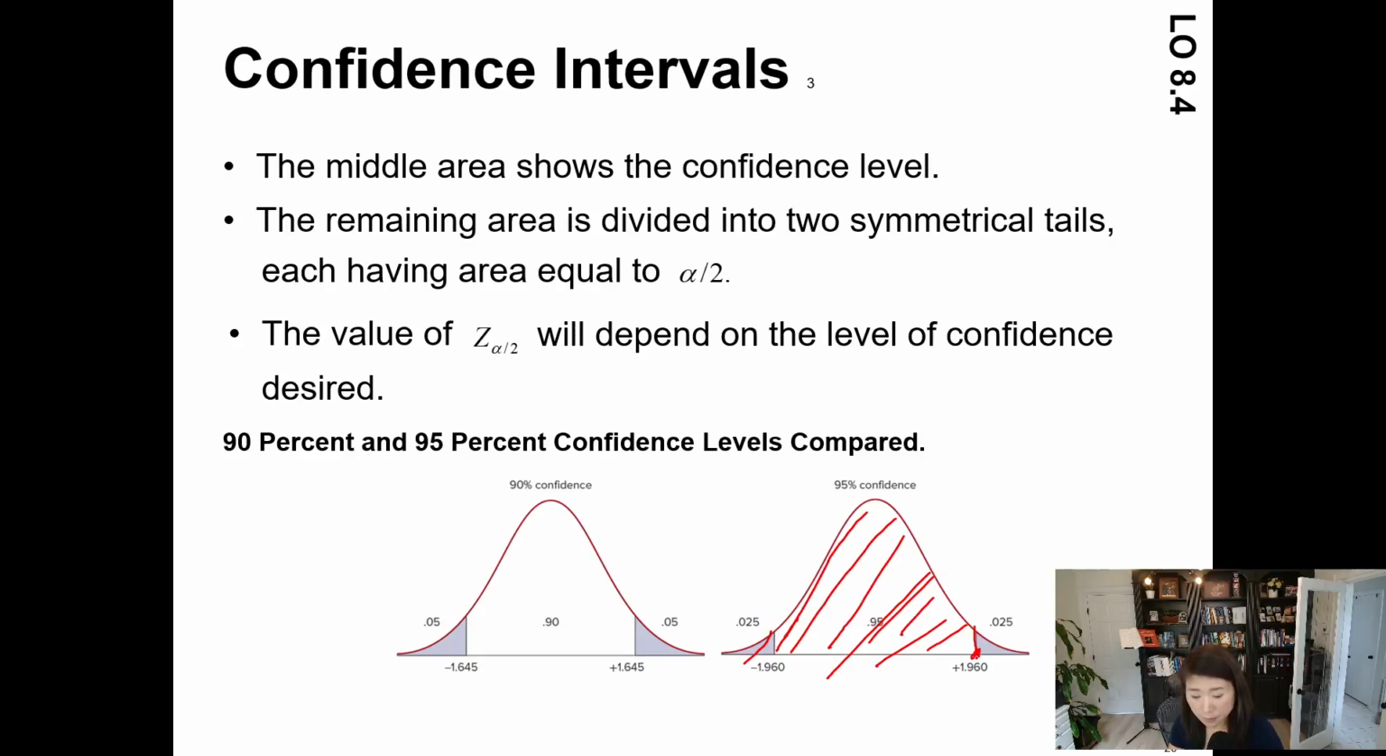Some students say, hey, Dr. J, I think it's 95%, right? You are not right yet, because 95% is the unshaded area, but you still need to include this one shaded area.